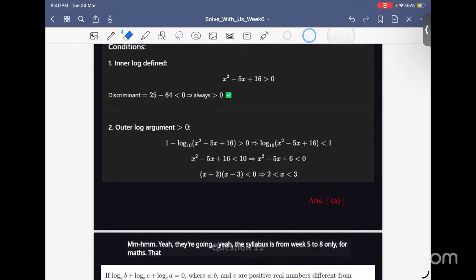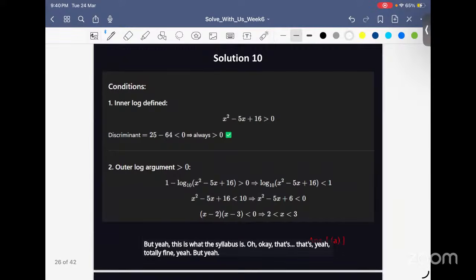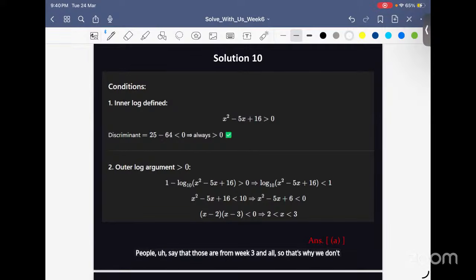I said that in the last session also. Oh, I might have missed that. That's totally fine. There might be some concept that will have to be used, I guess. That's why many times I don't say that, because what happens in previous terms is that if there is a concept where the quadratic functions concept is used, people say those are from week 3 and all. So we just say week 1 to 8, so that people will revise everything.